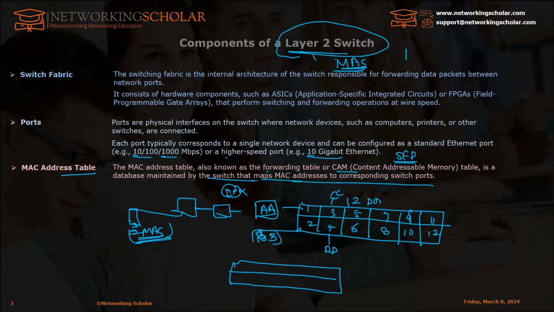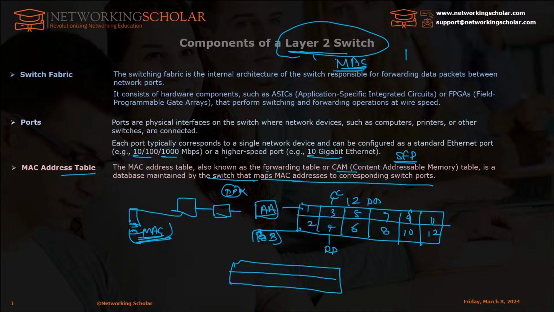Okay, so suppose that A wants to communicate with D. How is it going to work? It will check the port number. The incoming port will be 1 and the outgoing port will be 4. Then it will forward based on MAC address. It will send the packet based on the MAC address table.